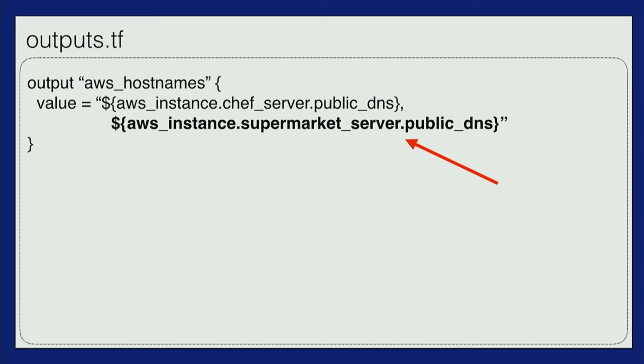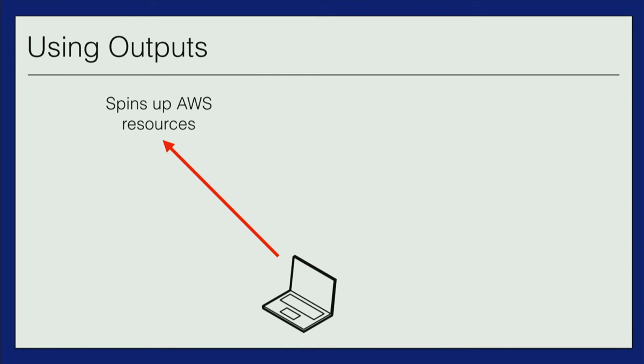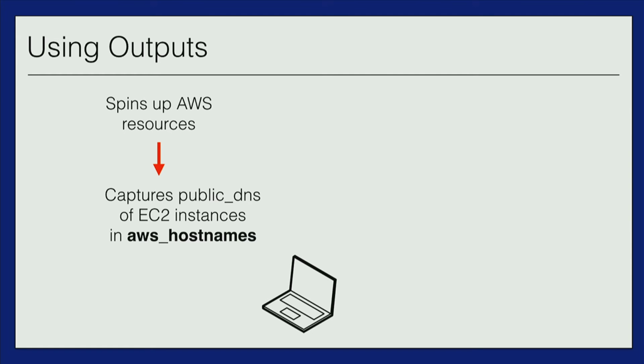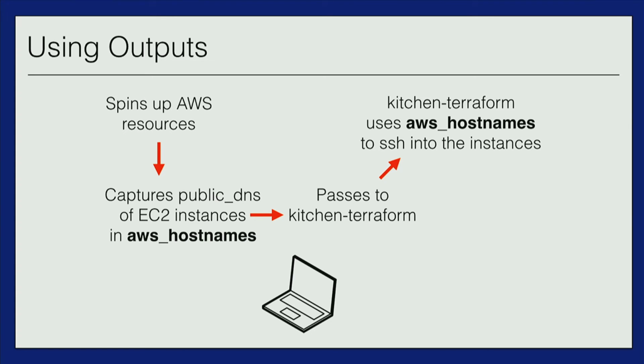Let's look at this visually for a moment to understand how this outputs.tf will work. When we run our Terraform config from our workstation, it's first going to spin up those AWS EC2 resources we defined. Then it's going to capture the public DNS names of both of those EC2 instances in that AWS hostnames variable. Then it's going to pass that variable to kitchen-terraform, and use it to SSH into those two EC2 instances. And then it's going to run the tests on those instances after it SSHs into them.